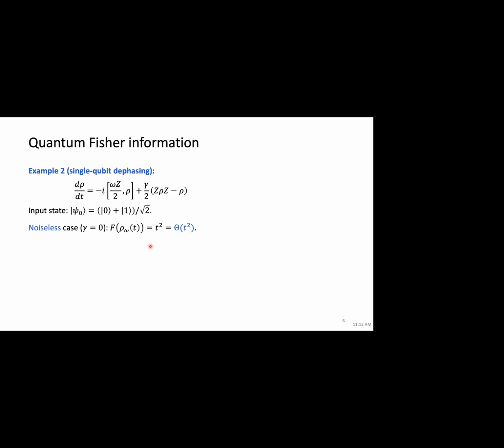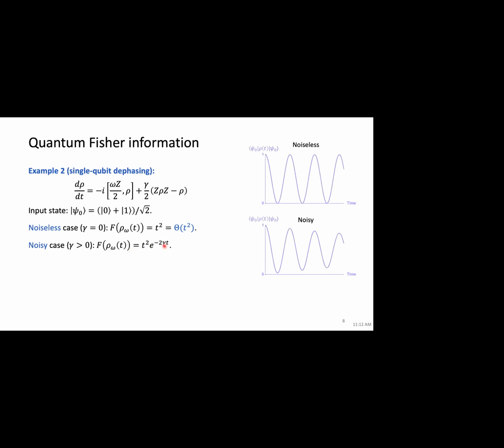But what happens if we have, for example, dephasing noise? Instead of only having this Hamiltonian evolution, we can also have this dephasing term, a dissipative term, in the master equation. Here gamma is the noise rate, and again, if the input state is this plus state, in the noiseless case, we already know that the Fisher information is going to be t squared. But in the noisy case, the Fisher information is going to be t squared with some exponentially decaying term.